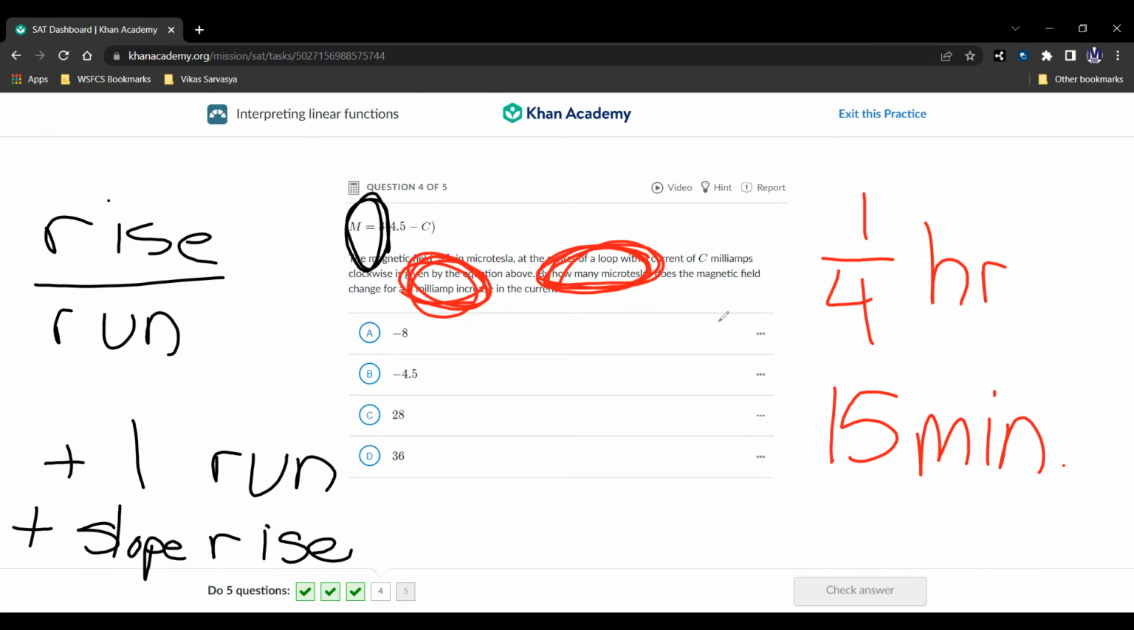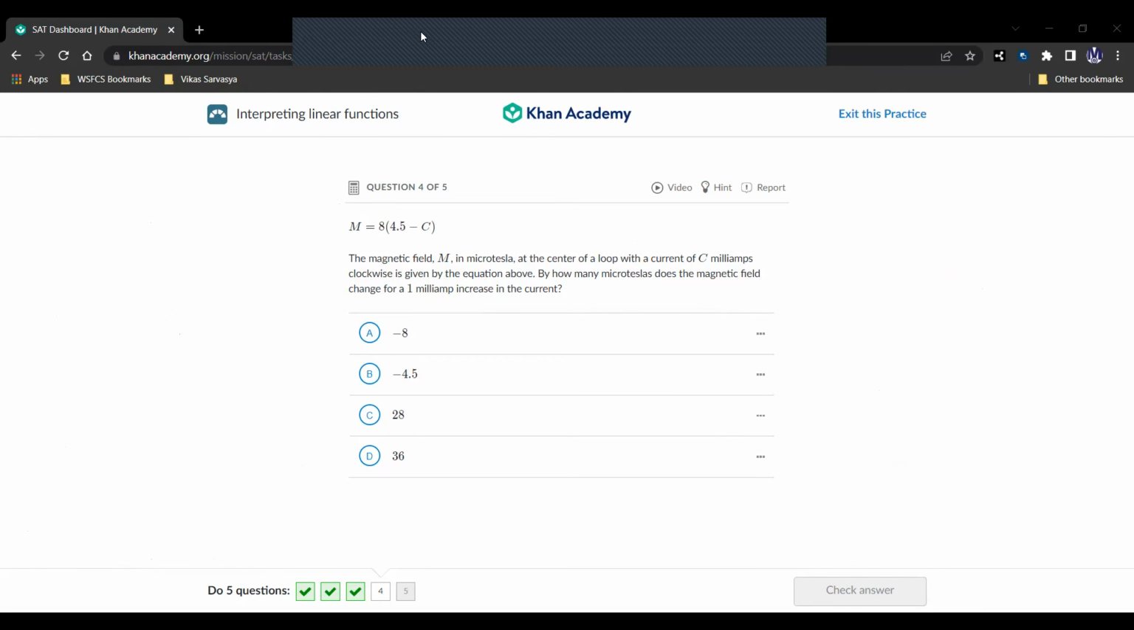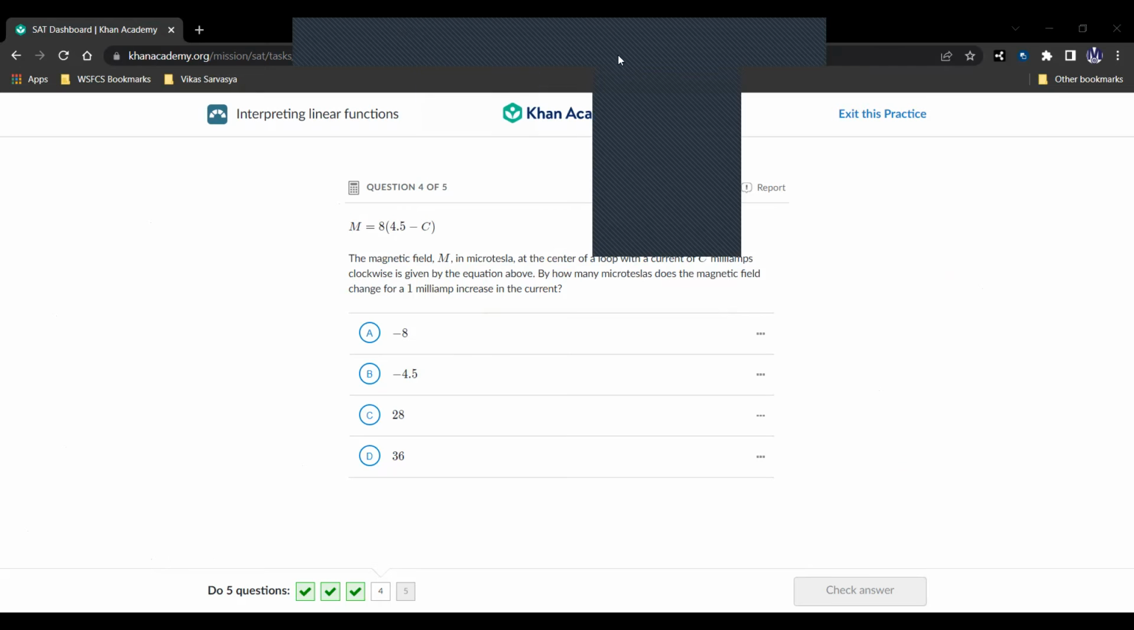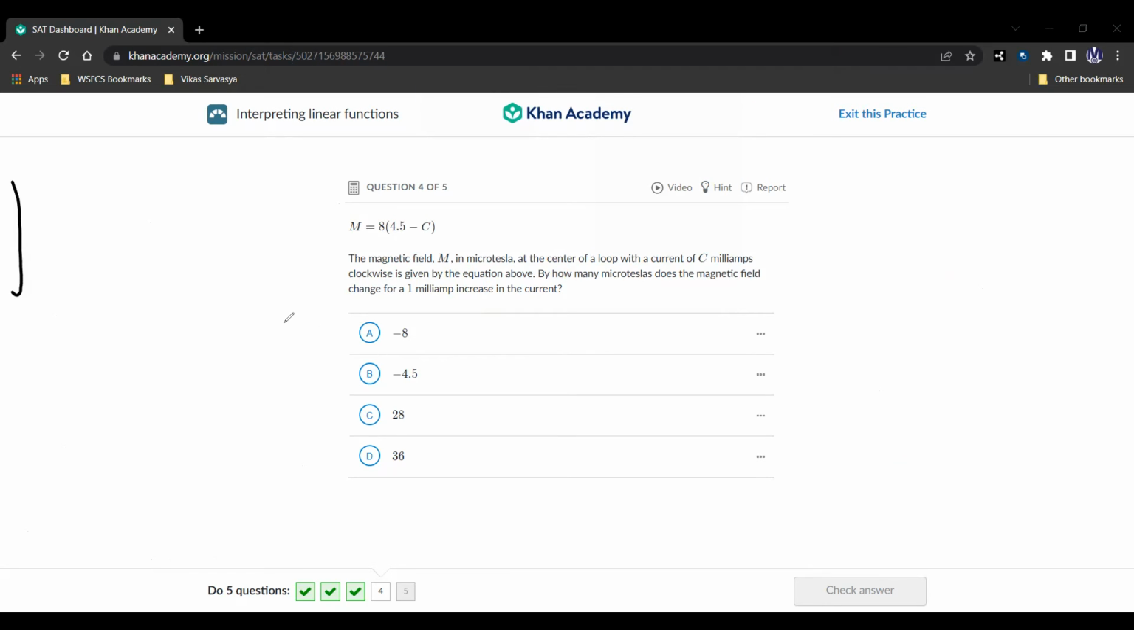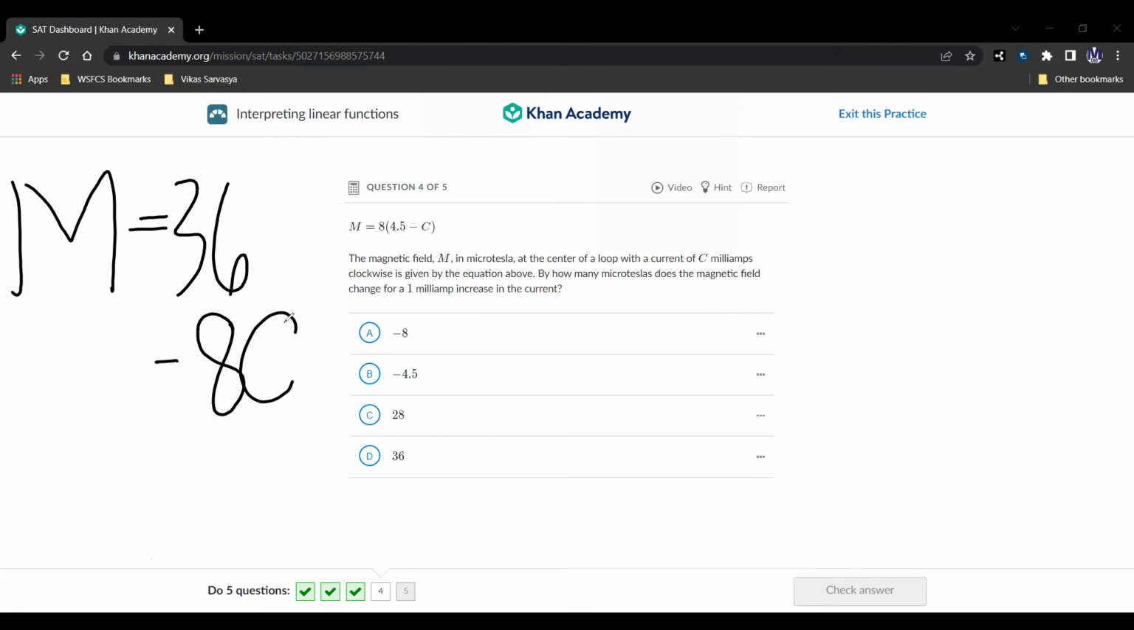All right. Question number 4, and it is M equals 8 times 4.5 minus C. Immediately we can expand this out to 36 minus 8C. Magnetic field M in microtesla at the center of a loop of current C in milliamps clockwise is given by the equation above. By how many microteslas does the magnetic field change for a 1 milliamp increase in current?